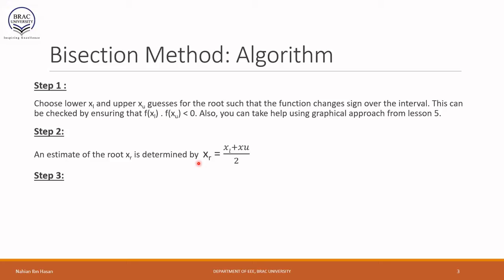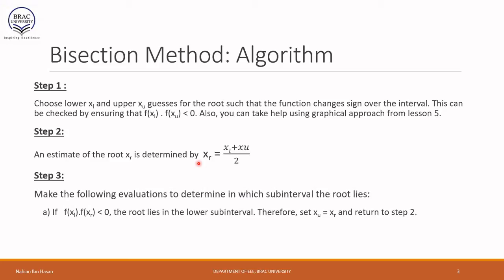So we will have 3 separate cases. The first case: if f of xl and f of xr are situated on opposite sides of the root. That means if we multiply these two values, f of xl and f of xr, and it turns out to be less than 0, that means both are situated on opposite sides of the interval, or opposite sides of the root.